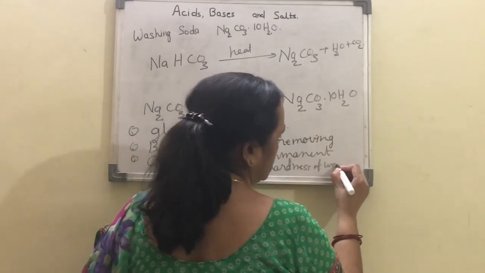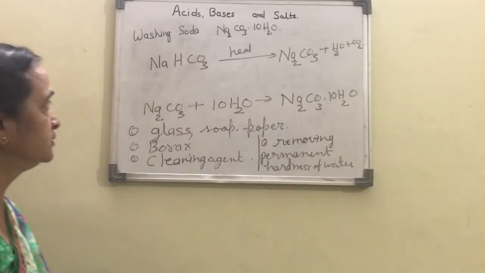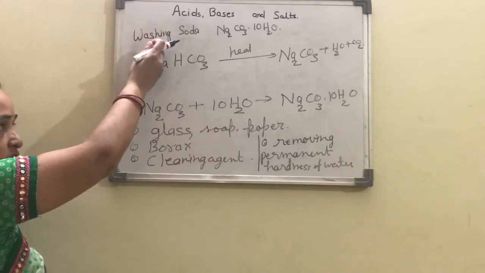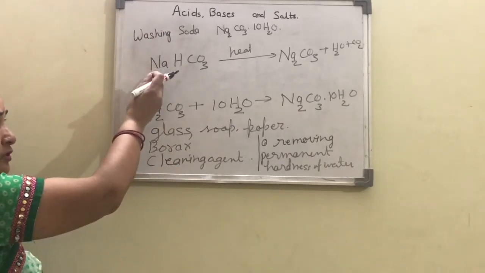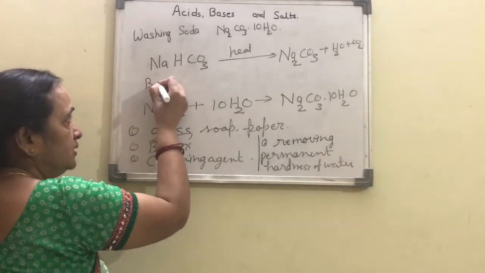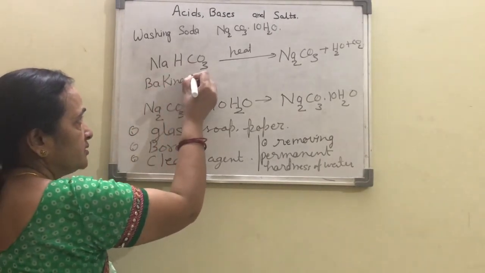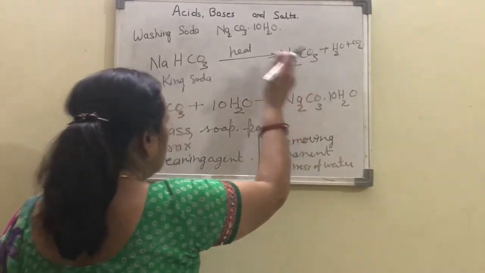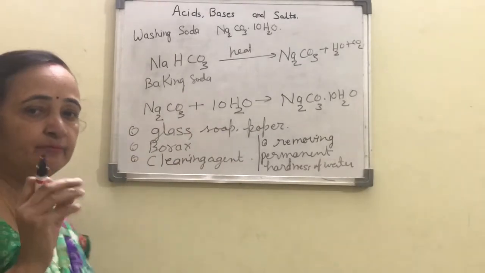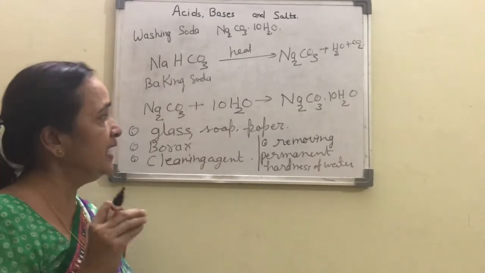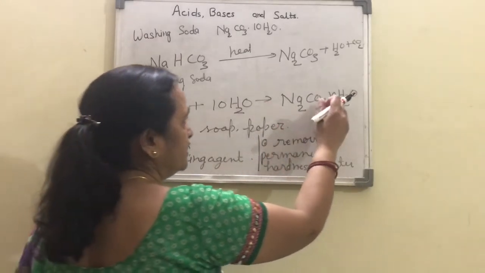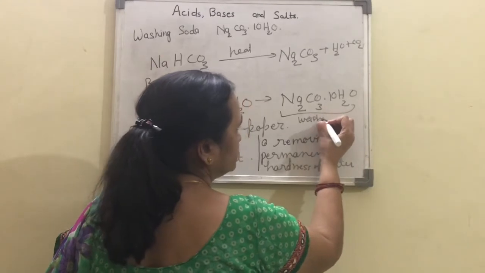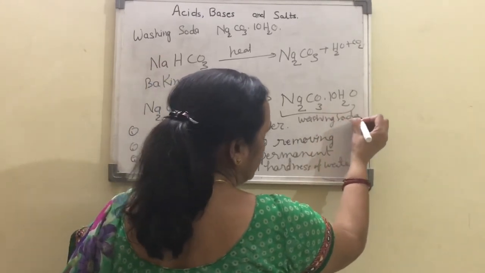So once again let's understand the preparation of washing soda, very simple. First we have to heat baking soda. When you heat baking soda, sodium carbonate is formed, and this sodium carbonate recrystallizes, and in this 10 molecules of water are used, and then sodium carbonate with 10 molecules of water is formed, and this is known as washing soda. Because of that reason it is wet.